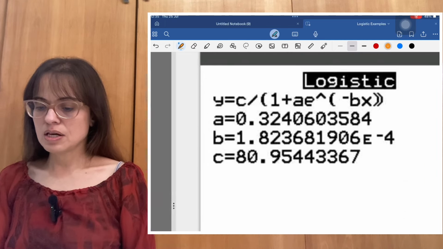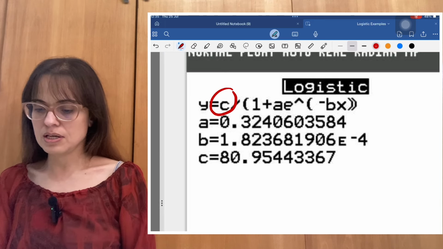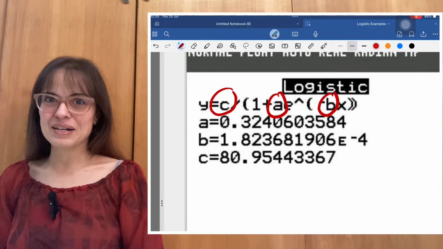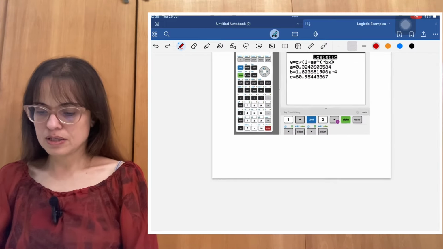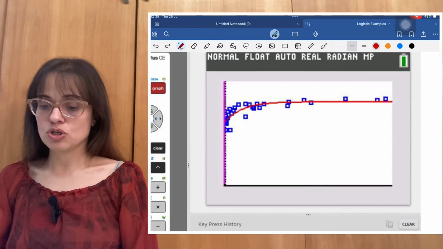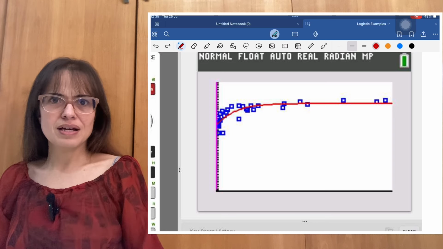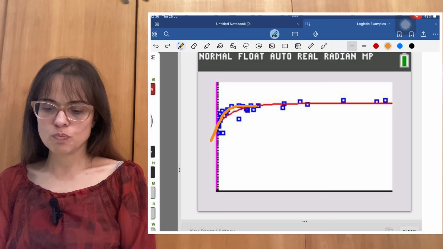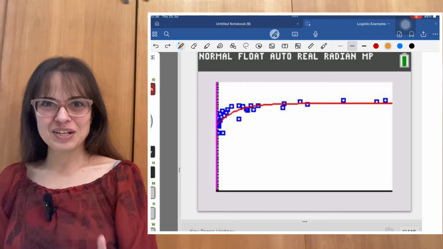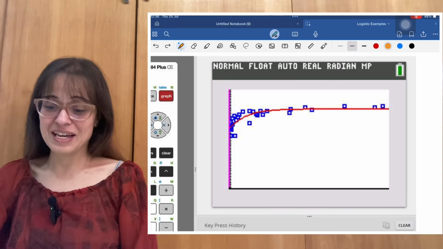So notice that in the TI-84, the names of the constants are different. We have a C here, an A here, and a B here, but that, of course, doesn't matter. And then it gave me these values. I asked it to plot the function from the regression together with the scatter plot from the data. It looks pretty okay, I guess. Visually, it could be better. I was hoping it to do this, but I should trust the technology instead of my eyes. Should I? I don't know. That's a discussion for another day.